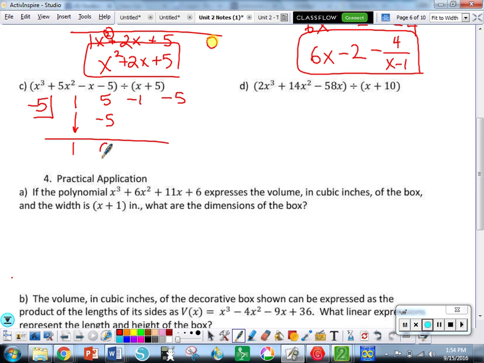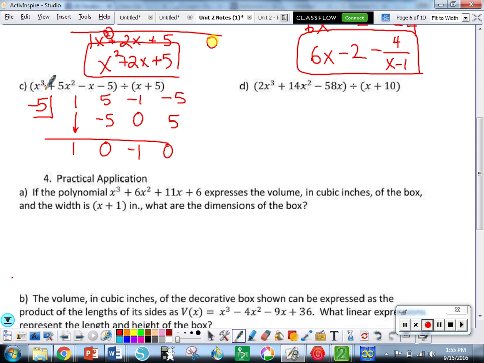Add. Don't let the 0 confuse you. It's okay. Multiply those, you get 0. Add. Multiply. Add. Is it a factor? Yes. How would I write that though?